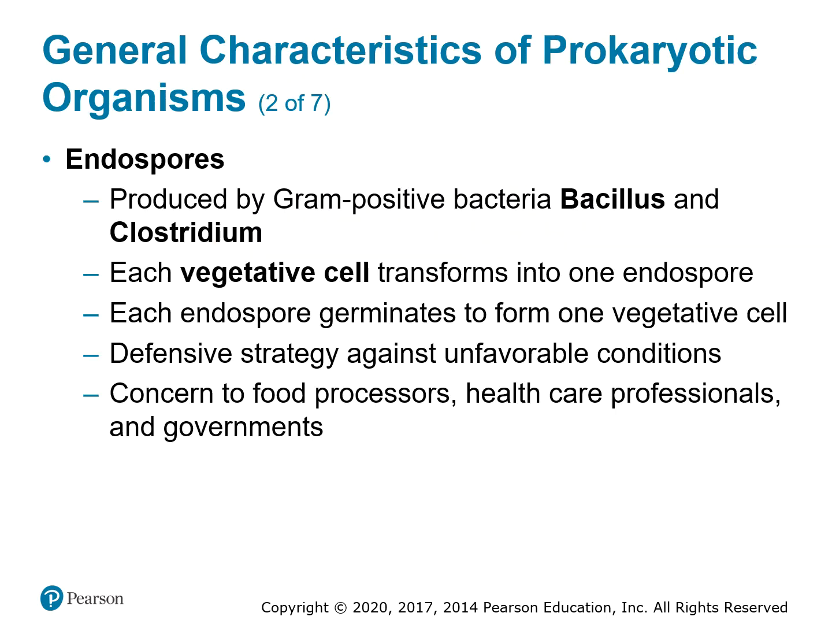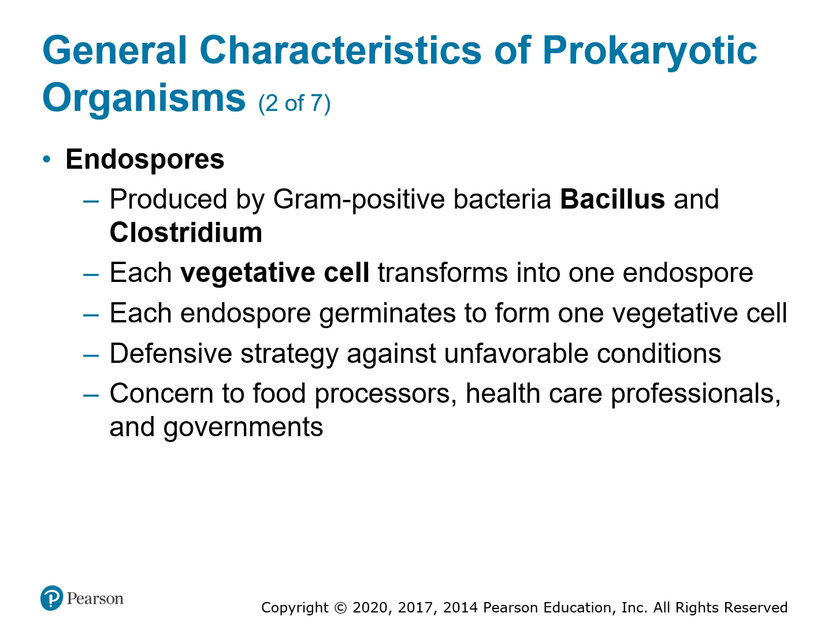Endospores, I think we've talked about this a little bit in the staining lab, but let's talk about them a little bit more. Endospores are produced by gram-positive bacteria, specifically in the Bacillus and the Clostridium groups. Each vegetative cell transforms into one endospore. So a vegetative cell is a cell that's just doing its everyday job, just minding its business, doing what it normally does. And if the conditions become unfavorable, that vegetative cell transforms itself into an endospore.